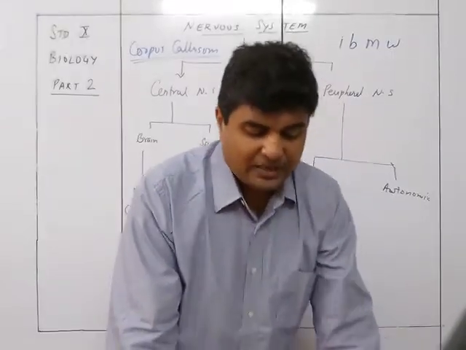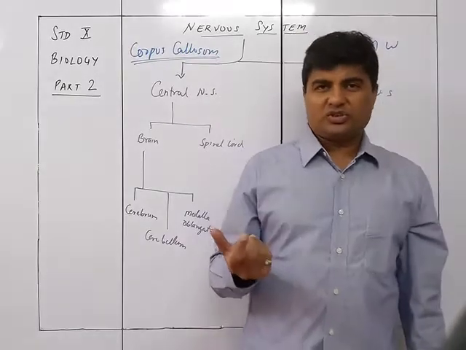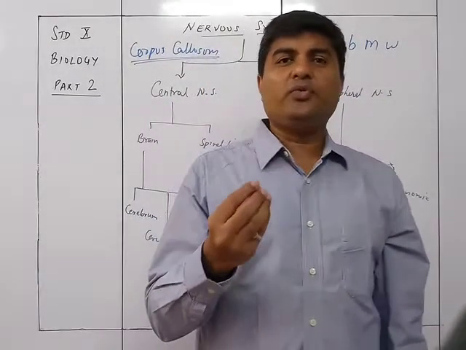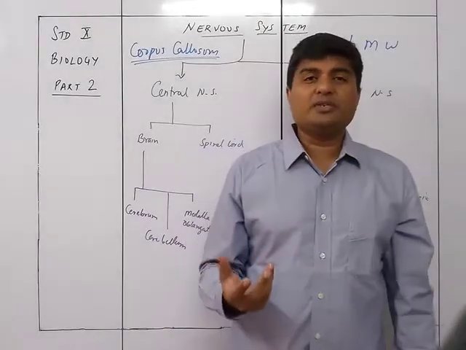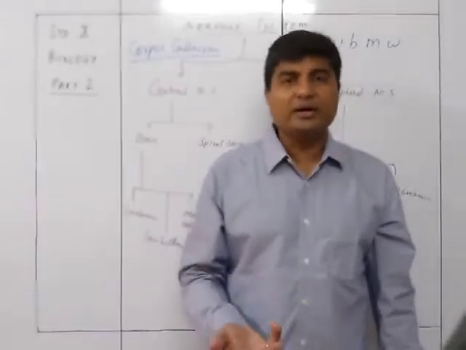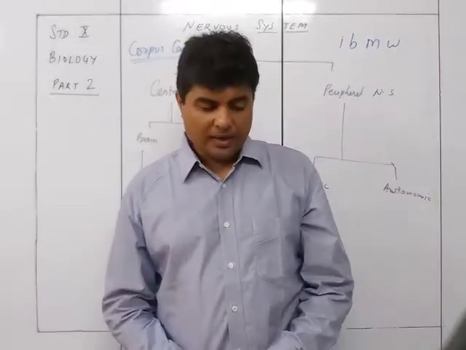So hypothalamus and thalamus are the two small gland-like structures. The thalamus is going to give you the sensation of pain and pressure, okay, and the hypothalamus is going to maintain the temperature of the body, and also it is a pituitary gland. So pituitary gland is located in the hypothalamus.